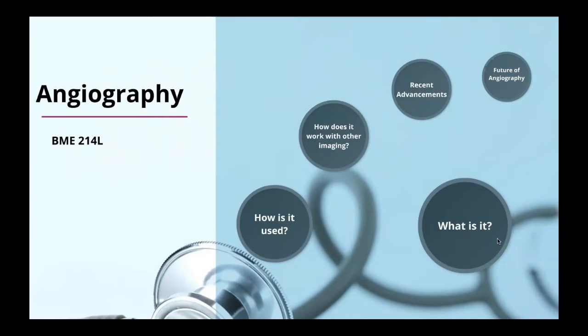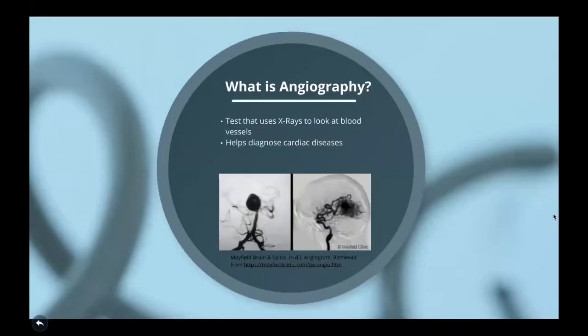To start off, I'm going to give a little bit more background about what exactly angiographies are. Angiographies are a special type of diagnostic test that uses X-rays to look at blood vessels, and it can help diagnose several different cardiac diseases, including strokes, aneurysms, arteriovenous malformations, tumors, and clots. And here is just a typical angiogram scan of the heart and the brain.